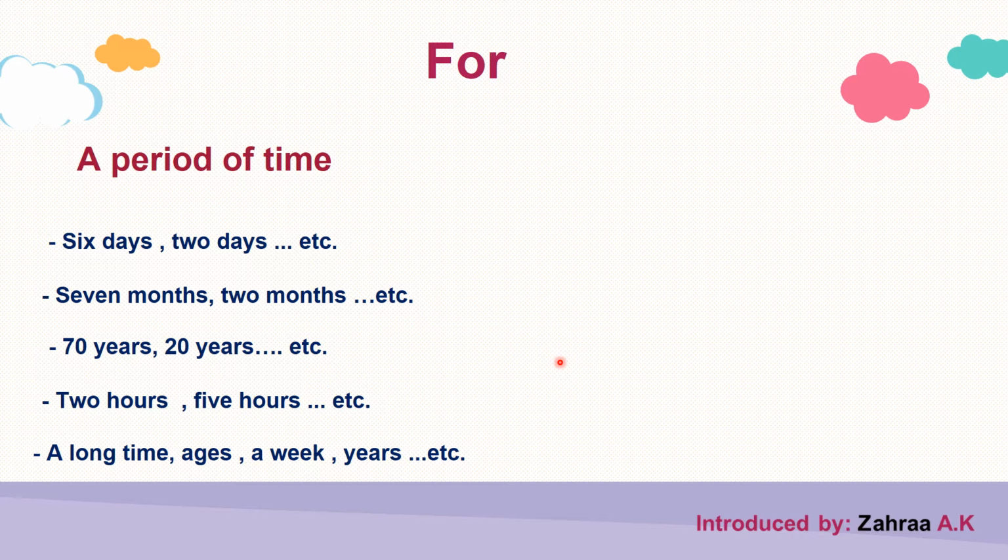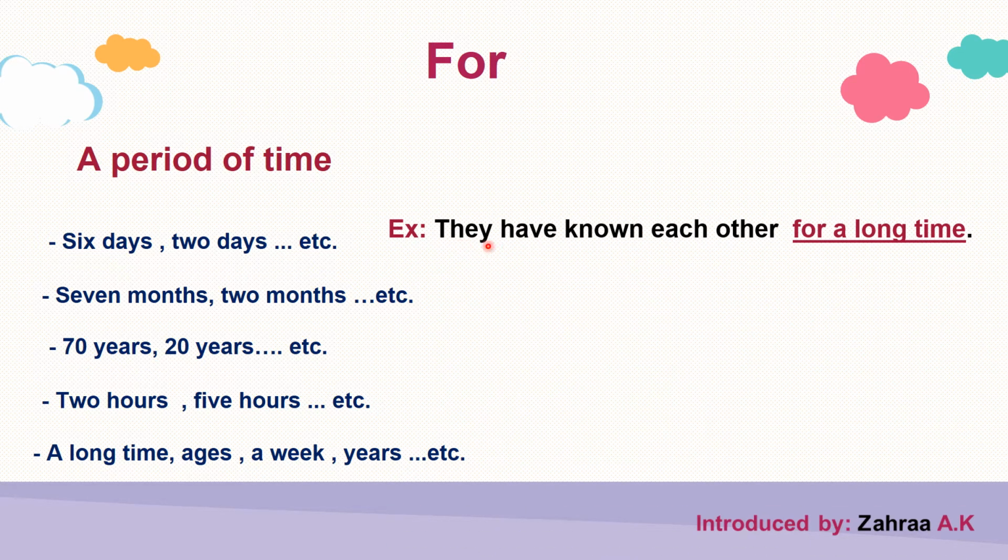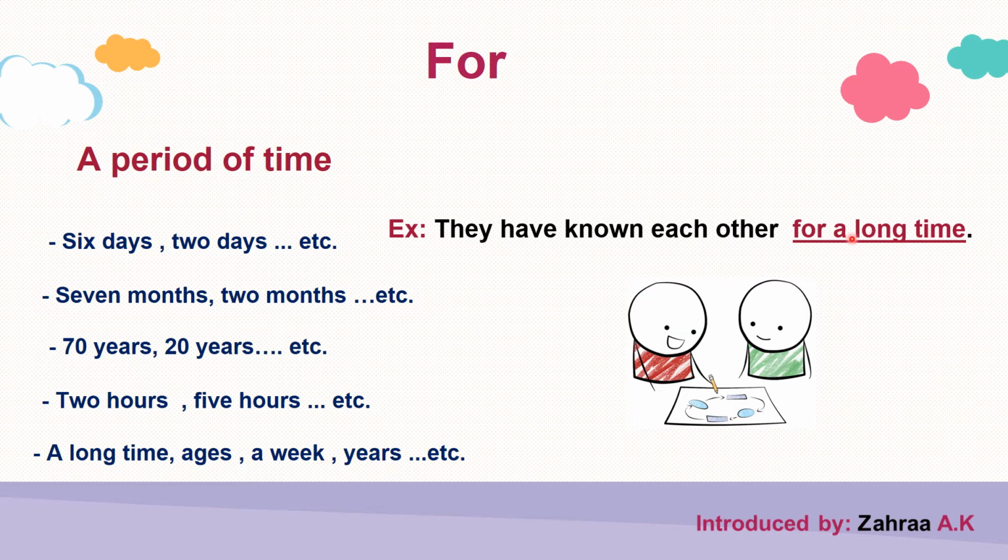So for non-specific times we use for, just an amount of time. It shows us the amount of time or the amount of duration, but it is not specific. How is that? We see in the example, such as: They have known each other for a long time. هم يعرفون بعضهم for a long time لمدة طويلة, but I did not specify from what exact time they have known each other. They have known each other for a long time.